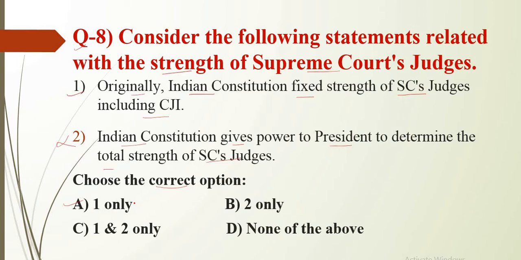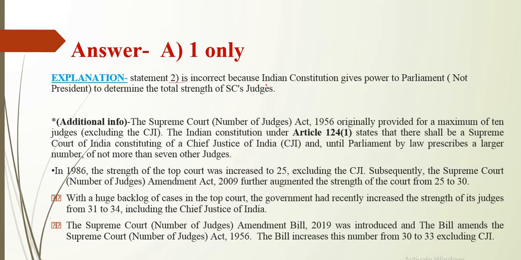So now let's check out the explanation part. Statement 2 is incorrect because Indian Constitution gave power to Parliament, not President, to determine total strength of Supreme Court judges. And this was written under Article 124, Clause 1. In 1986, the strength of top court, that is Supreme Court, was increased to 25, including the CJI. And subsequently, the Supreme Court Number of Judges Amendment Act 2019 further augmented the strength of courts from 25 to 31. And with a huge backlog of cases in the top court, the government has recently increased the strength of its judges from 31 to 34, which includes CJI also.